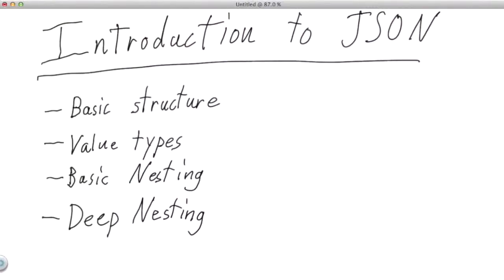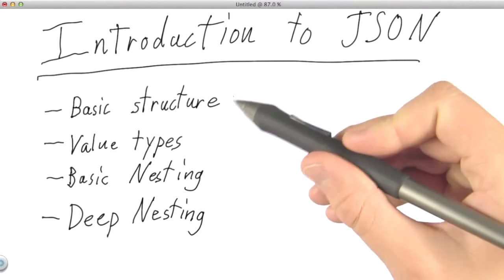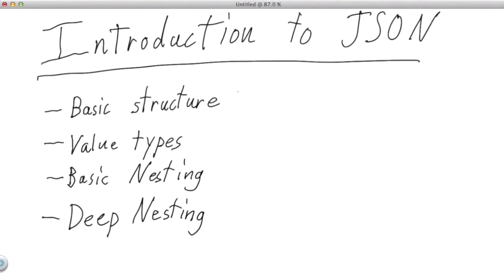Alright, so let's talk about JSON. This is going to be an introduction to JSON and the JSON structure. We'll first talk about the basic structure of a JSON object, then we'll talk about value types, then some basic nesting, then some deep nesting. We'll go over each of those individually and then come back after each step.